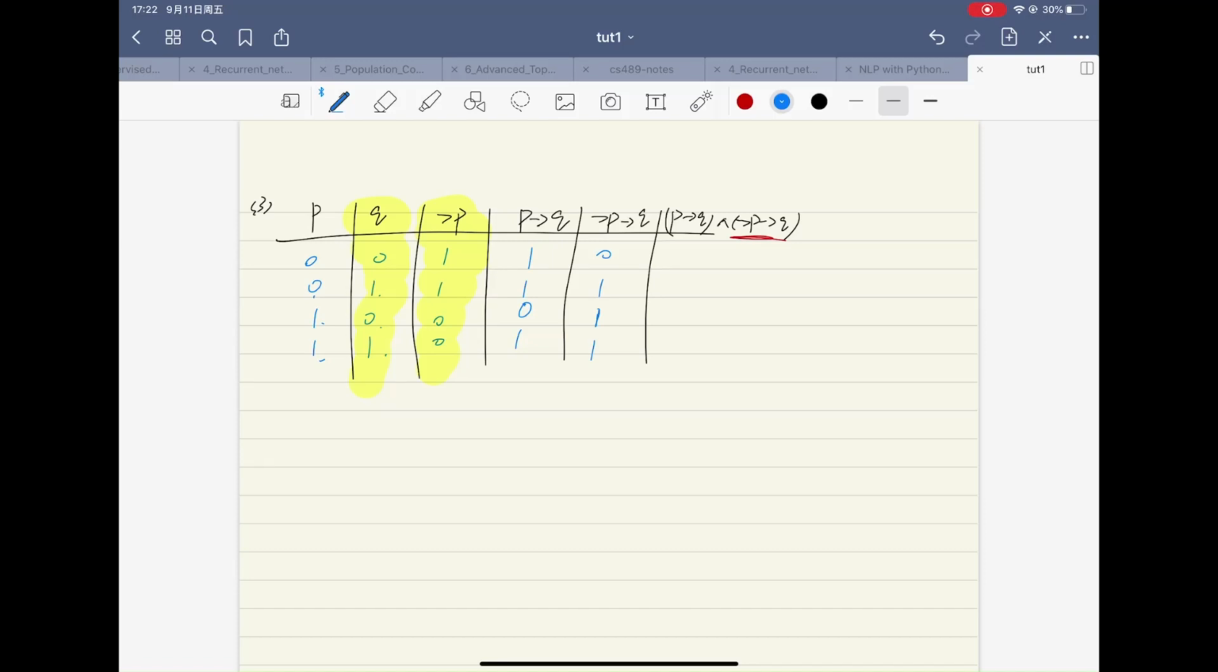Then the final statement. We need these two, right? So 1 and 0. The logic connecting with and: if there is any false, then the whole statement will be false. So false, false, so it will be false, and this one will be false, and otherwise they will be true. All right.